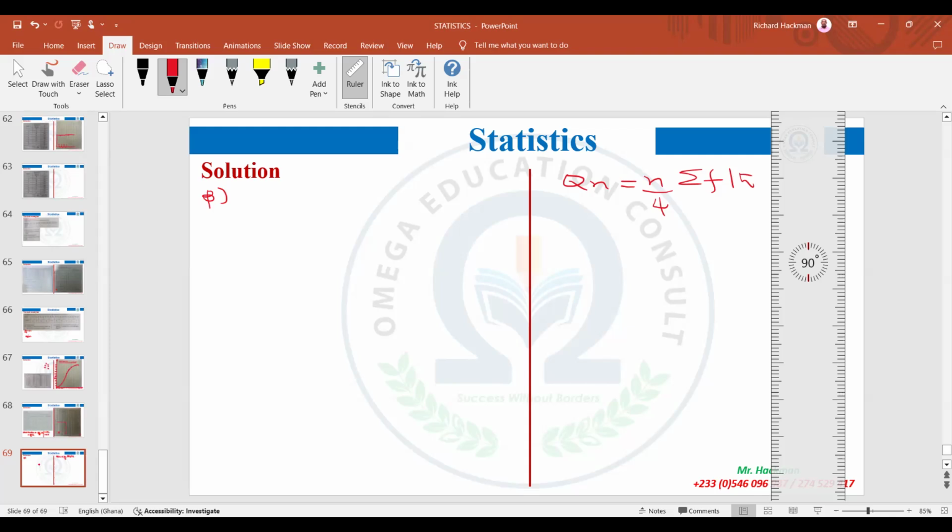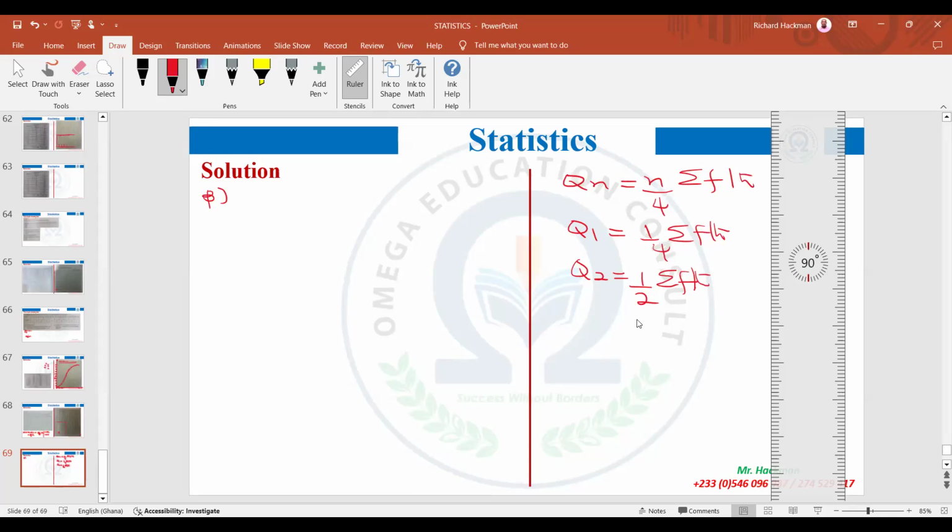If I'm talking about the quartiles, the first quartile is denoted by Q sub 1, and that will mean 1 over 4 of sigma f, th. Once I get the position, I can read off the value in terms of score. Then your second quartile, Q sub 2, will be 2 over 4, which gives you 1 over 2 sigma f, th. This is the same relation we used in finding the median. Is that clear?